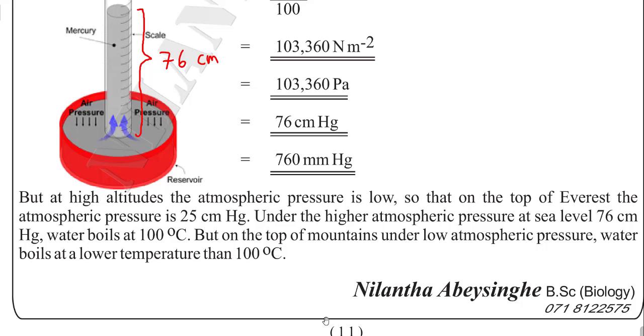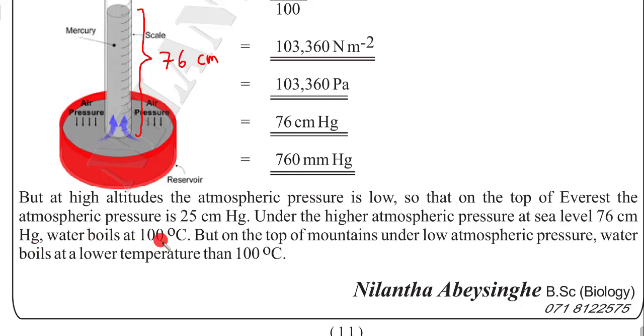But at high altitude, you understand, when you are going to higher places in areas like Nuwara Eliya, atmospheric pressure is very low. The highest atmospheric pressure you can get is at sea level. On the top of Everest, atmospheric pressure is 25 mercury centimeters. Under the high atmospheric pressure at sea level, we get 76 mercury centimeters.